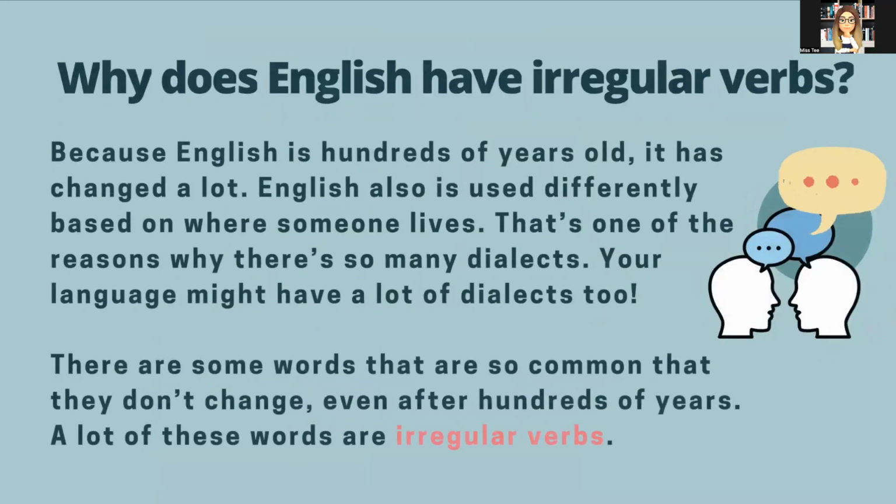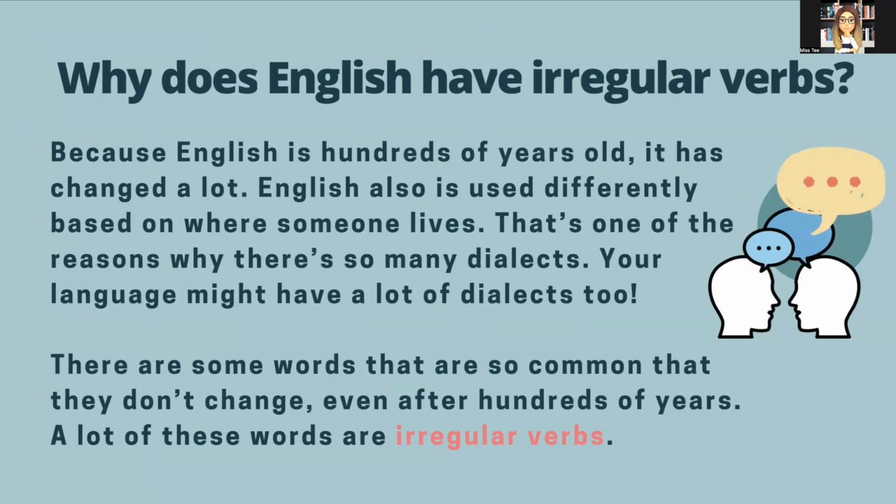And so why does English have irregular verbs? More information on the history. Because English is hundreds of years old, it has changed a lot, like we talked about. English is also used differently based on where someone lives. So for example, I am located here in Canada. And so the way I use English, the way I use certain vocabulary words or the way I spell certain words is going to be different from somebody who's using English in Australia or the UK.